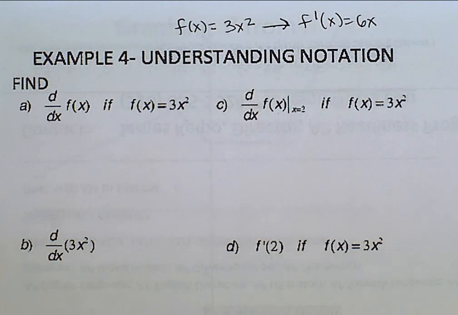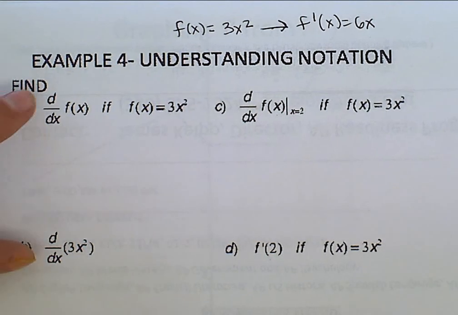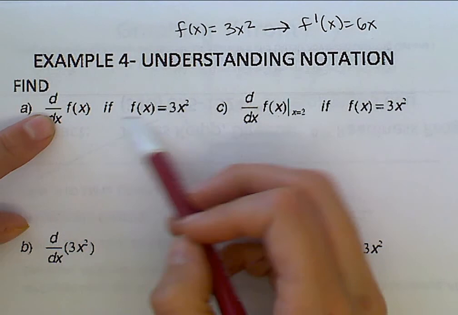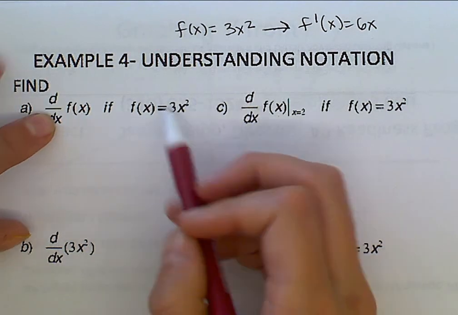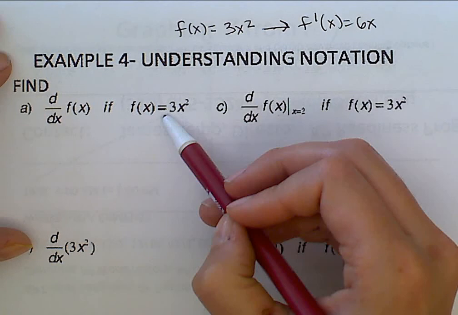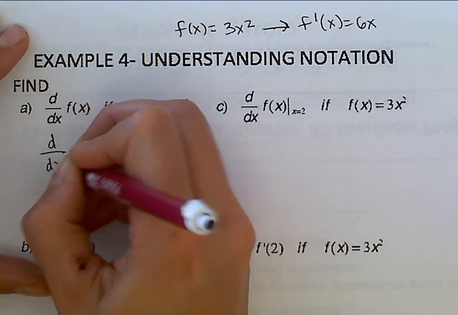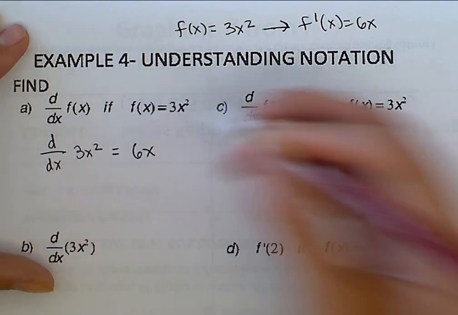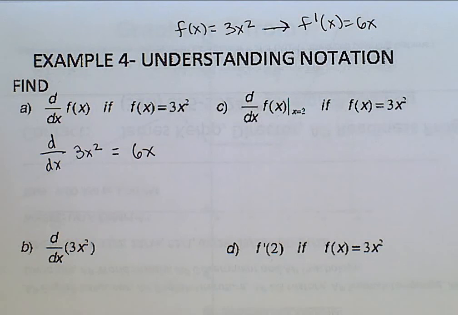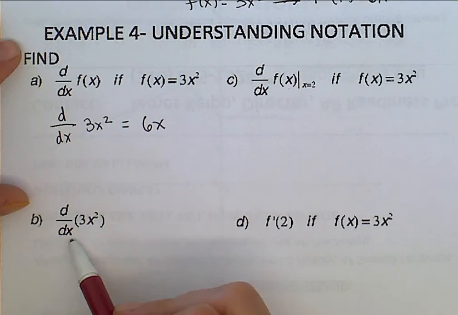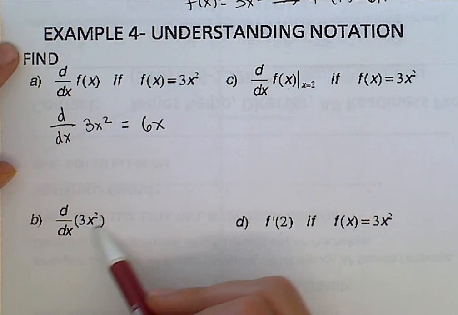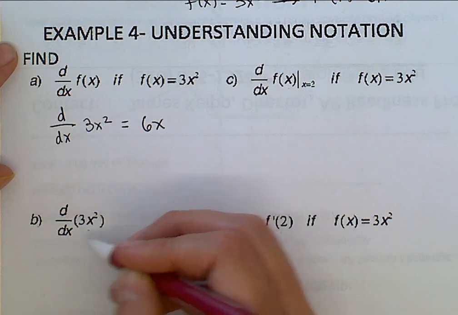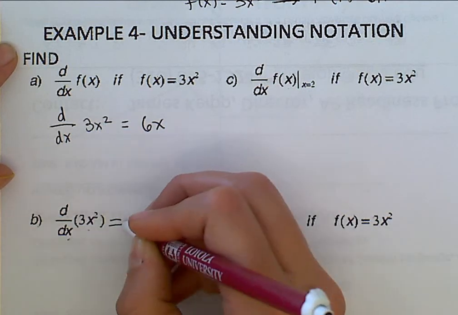In part A, we have d dx of f of x. This means take the derivative of f of x in terms of x. And then it tells you the function. So this is the same thing as this. We're using this function. So I'll say d dx of 3x squared equals 6x. Same thing down here. This is the derivative. Here they just directly wrote it in instead of writing it all out like that. So the derivative of 3x squared in terms of x with respect to x is 6x.